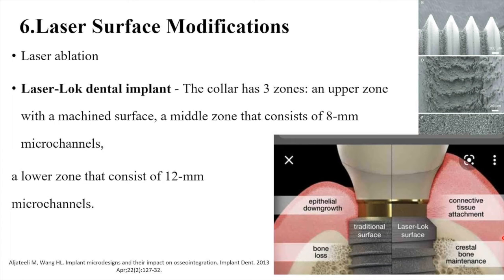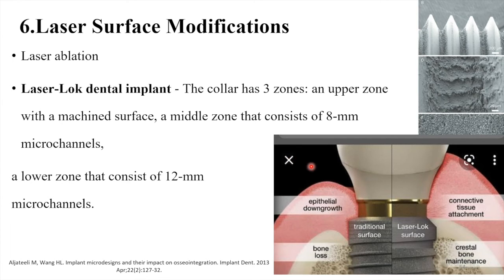Coming to laser surface modifications, laser ablation is a process to create nanoscale channels around the implant collar area. This is complex, precise, and a high resolution geometry is generated. Here, the connective tissue fibers run perpendicular to the implant surface in the laser ablated surface, as compared to the parallel orientation of the fibers around the implant surface.